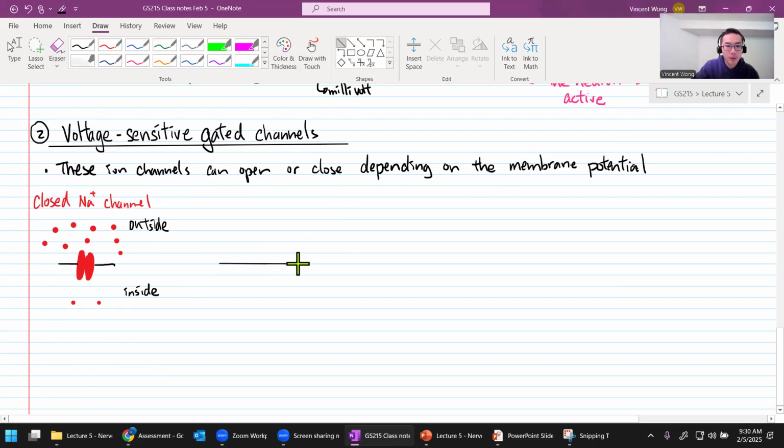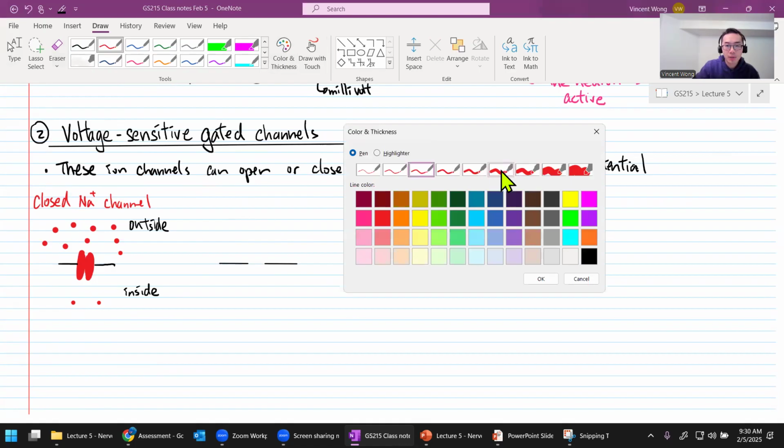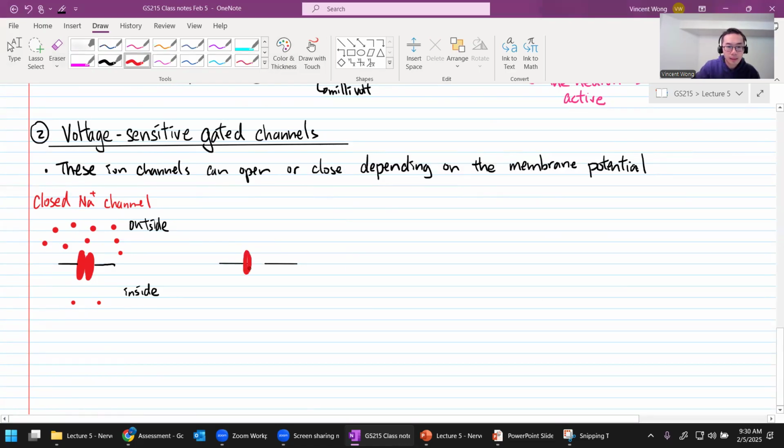Well, the only way to go back in is to wait for our sodium channels to open. So I'm going to open, think of a door, opening and closing. So this is an opened sodium channel.